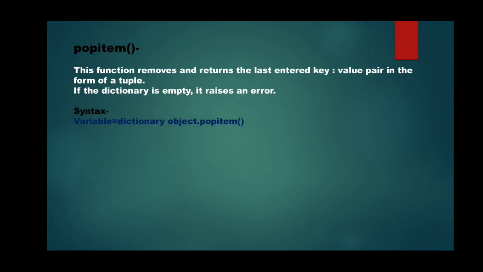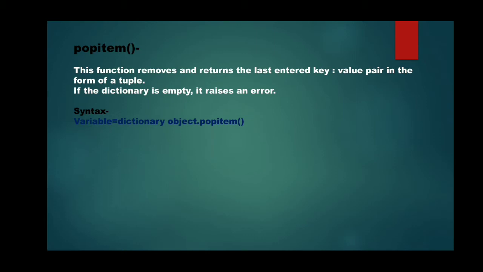Now moving on to the next function, that is your popitem. This function removes the key value pair that was last inserted in the dictionary. The last entered key value pair is removed from the dictionary. And what is it going to return? It is going to return the key value pair that is being deleted in the form of a tuple. But if the dictionary is empty, it is not having any pair, in that case it is going to flash you an error.